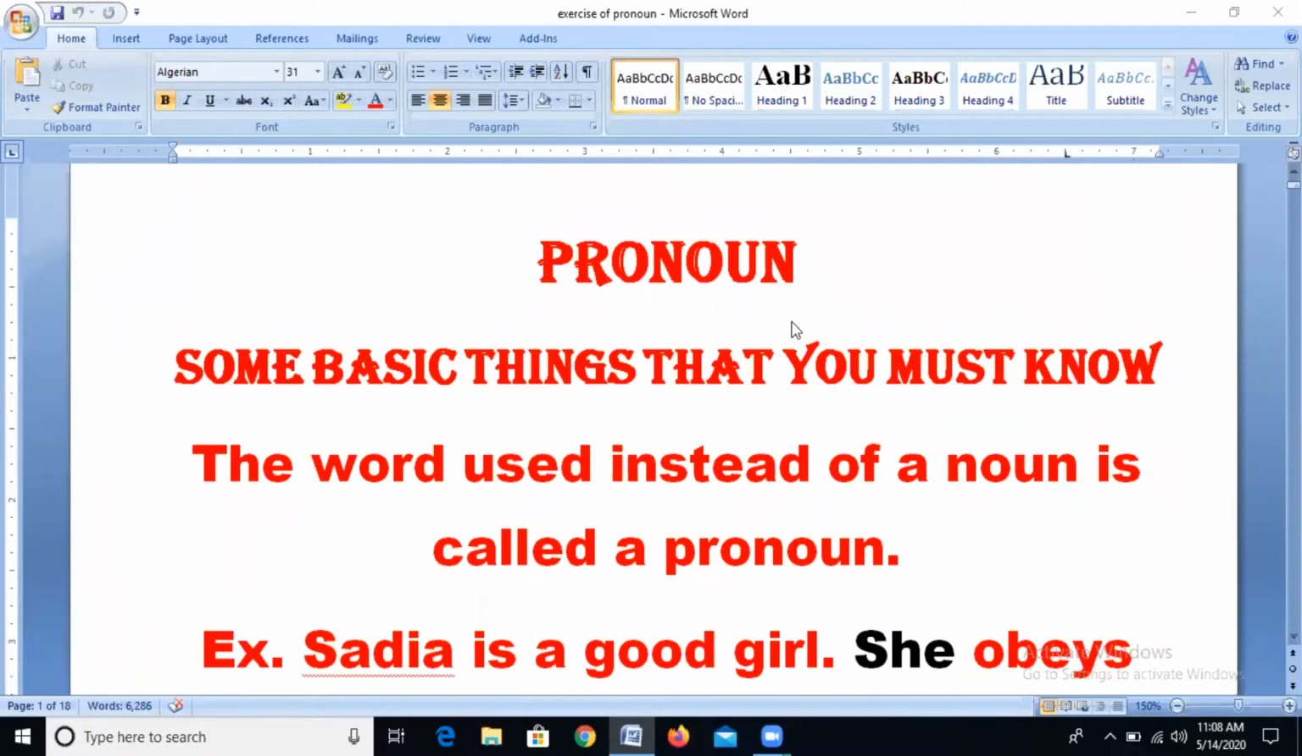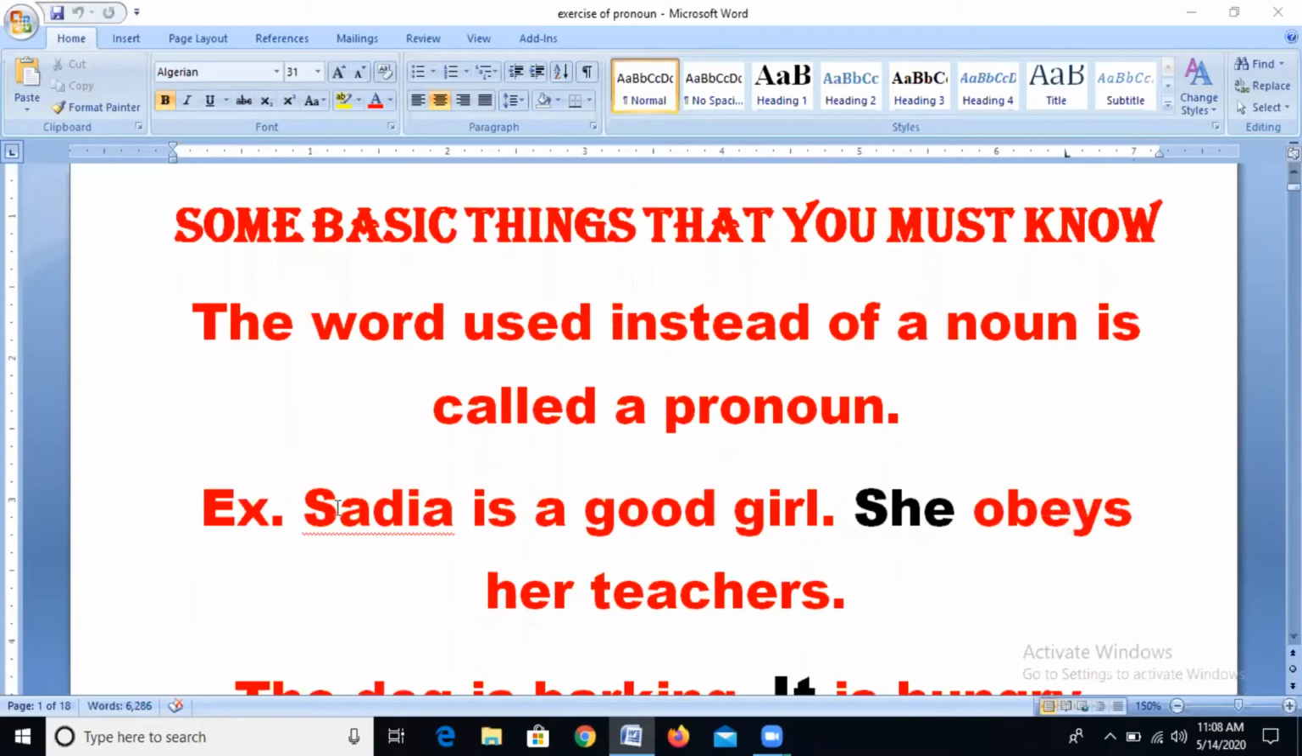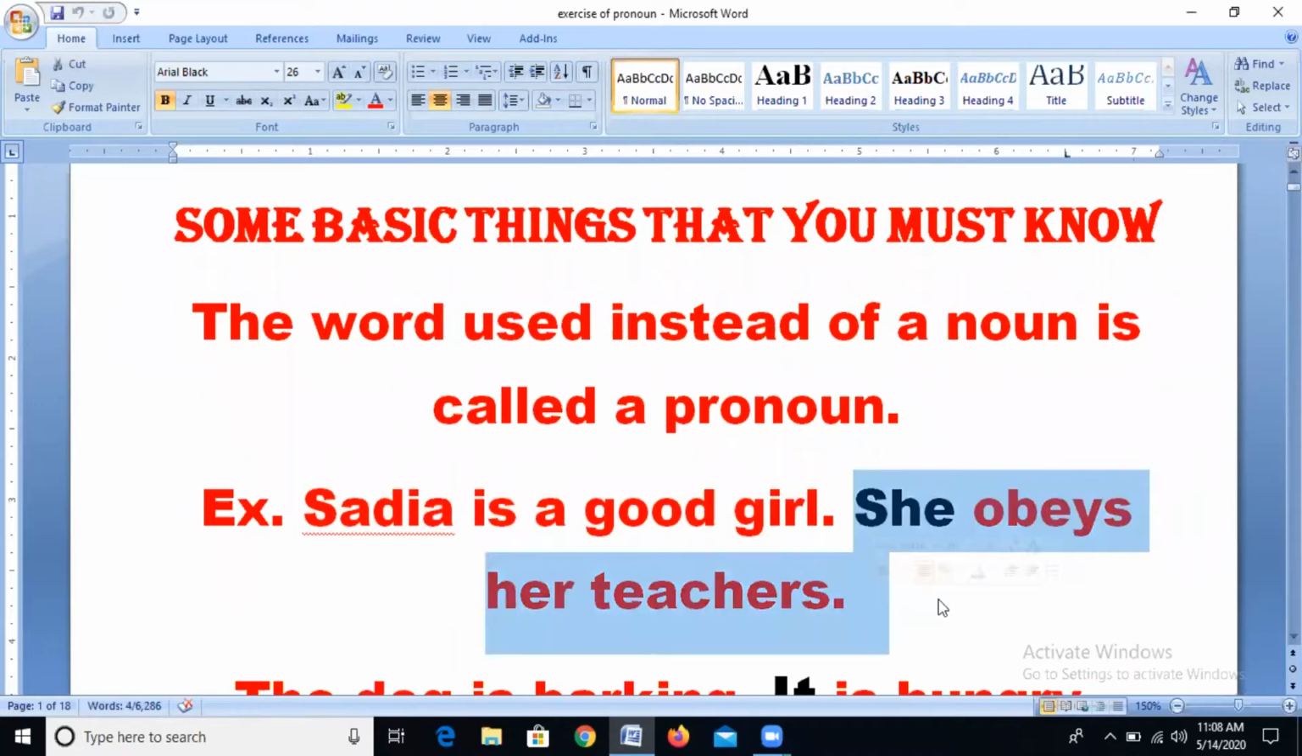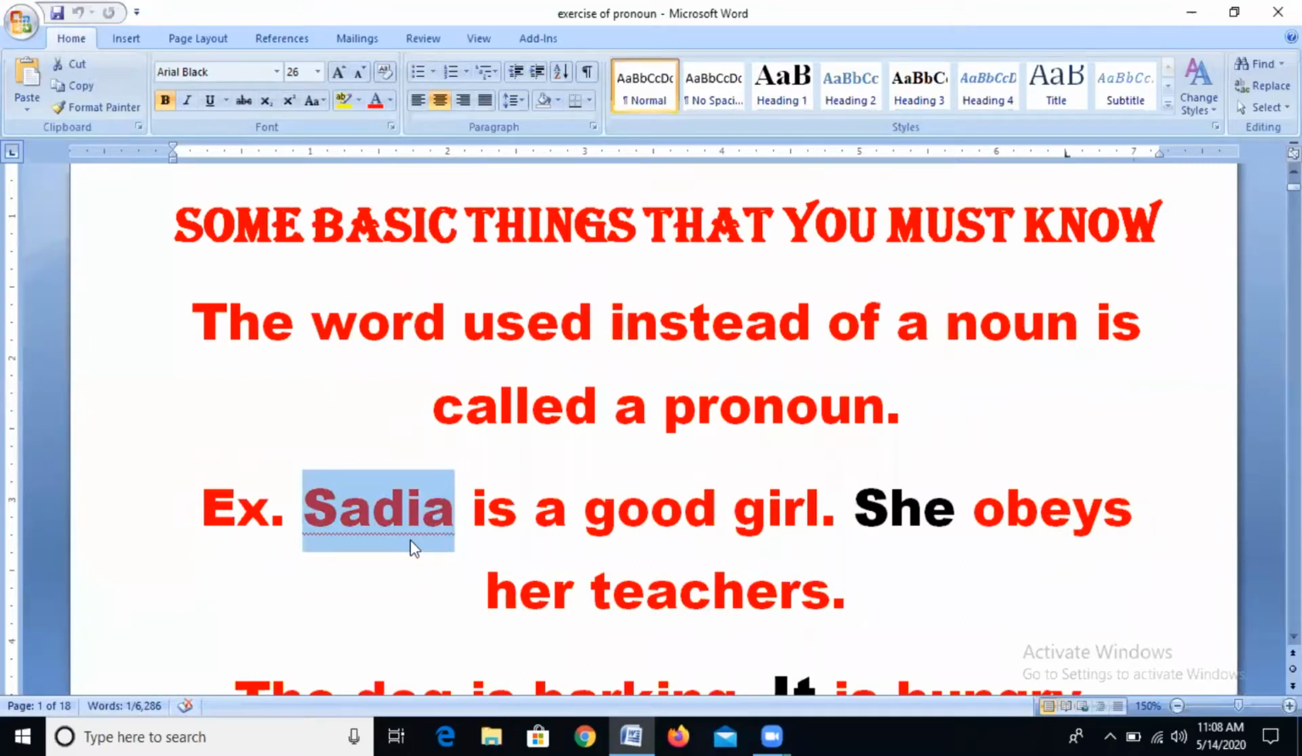So come to this example. Suppose Sadia is a good girl, and the next sentence, she obeys her teachers. So now look at this word she. This she is used here instead of Sadia. Sadia is the name of a girl, so it's a naming word. As it is a naming word, it's a noun. So noun is a naming word. All right? Noun is a naming word. Understand? Noun is a naming word. But the word which is used instead of that naming word, suppose here we have used she, this she is a pronoun. All right?